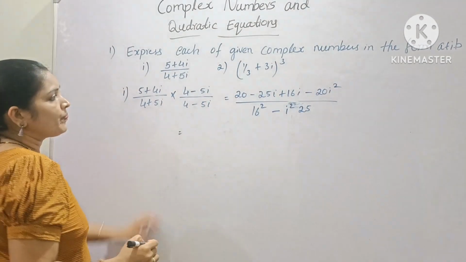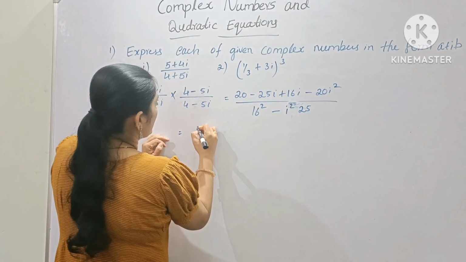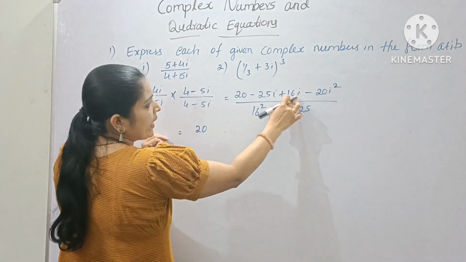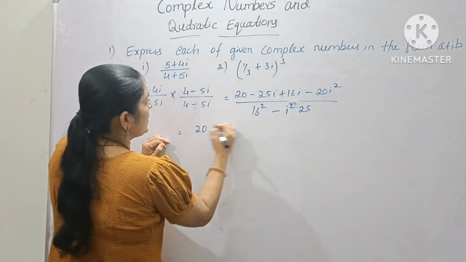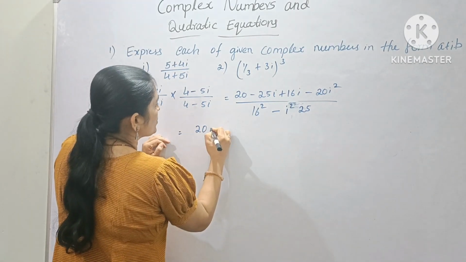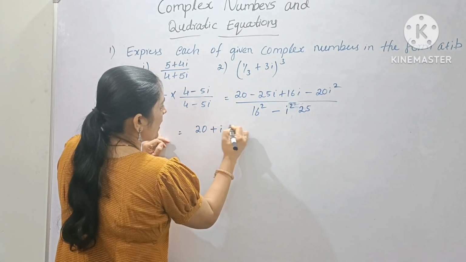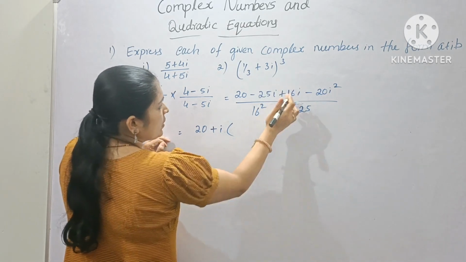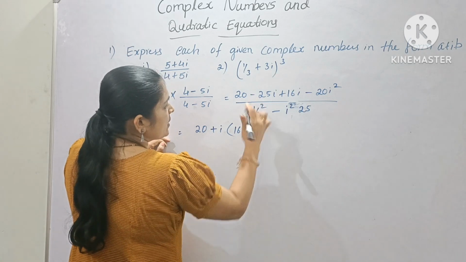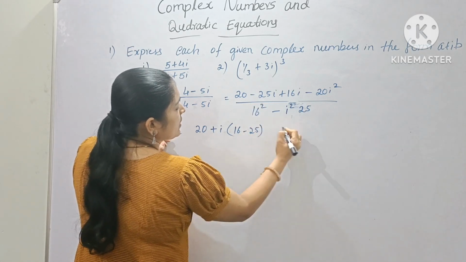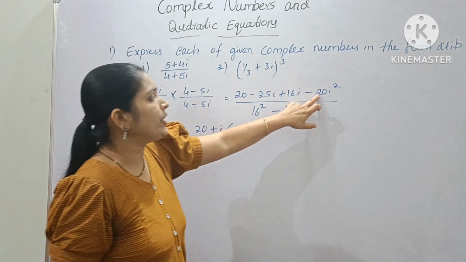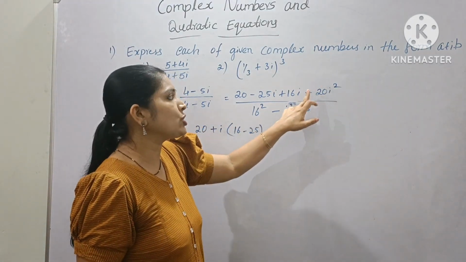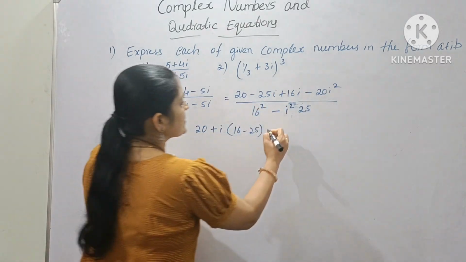That is equal to, here 20, let us take it together. i is common, let us take i outside. So plus i into, it is the plus term, so we will write it first, 16 minus 25. Here 20 into i², the value of i² is equal to −1, so −1 into minus becomes plus.